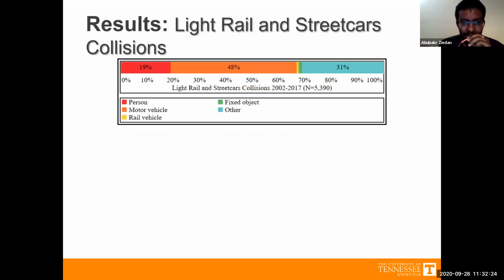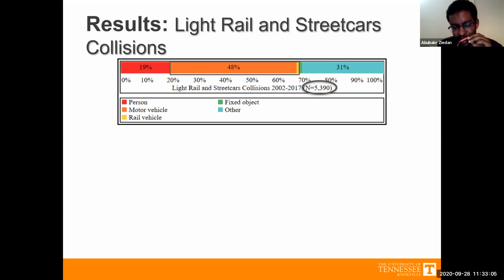Then I will go directly to the results, and I will be discussing them in three parts. The first one will be collisions, then I will discuss the injuries, and finally I will discuss the fatalities. So here, as we can see, during the period 2002 to 2017, there were 5,400 collisions, light rail and streetcar collisions together, and we can see that 48% of these collisions were collisions with motor vehicles. So we see that this is the highest portion.